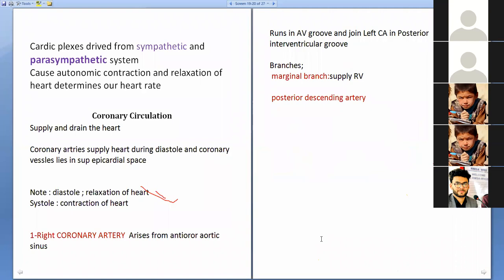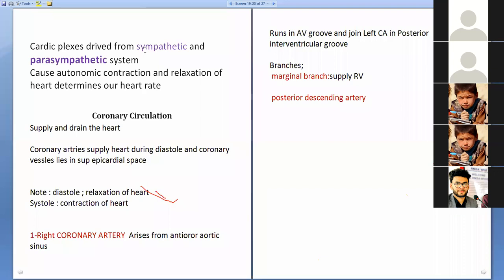Okay. One thing I would like to mention: the heartbeat. You know that the heart beats automatically. It is controlled by the sympathetic and parasympathetic system. It is our autonomic system and it helps in the contraction and relaxation of the heart. How does it work? We have a separate lecture for it. We have a separate topic and we will discuss it later. Just remember that the cardiac plexus is derived from the sympathetic and parasympathetic system, just that. What does it do? It helps the heart to contract and relax and determines the heart rate, okay?